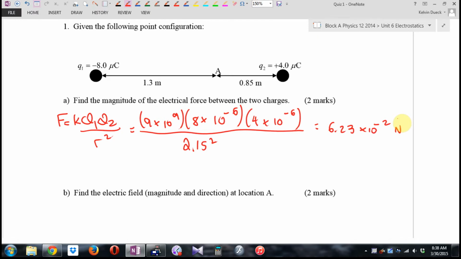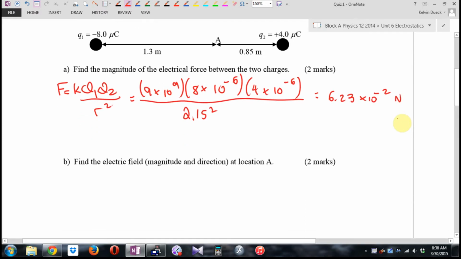Q2, the force is to the left. Q1, the force is to the right. I like B, B is a nice question. In fact, I'll be honest, I think part A is just plug and chug. I don't think I ever give you two charges and say find the force.